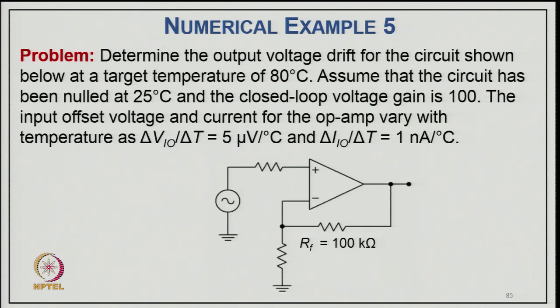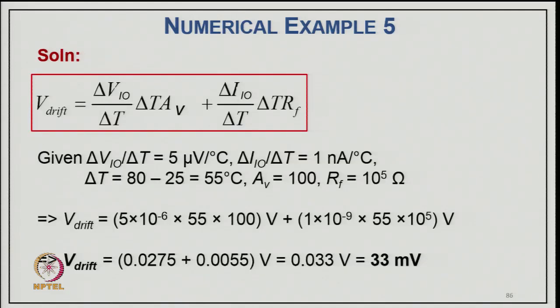Now coming to numerical example 5. The problem is to determine the output voltage drift for the circuit shown below at a target temperature of 80 degree centigrade. Assume that the circuit has been nulled at 25 degree centigrade and the closed loop voltage gain is 100. The input offset voltage and current for the operational amplifier vary with temperature as delta VIO upon delta T equal to 5 microvolt per degree centigrade and delta IIO upon delta T equal to 1 nanoampere per degree centigrade, with a feedback resistance of 100 kilo ohm. So we can say V drift will be delta VIO upon delta T times delta T times AV plus delta IIO upon delta T times delta T times RF.